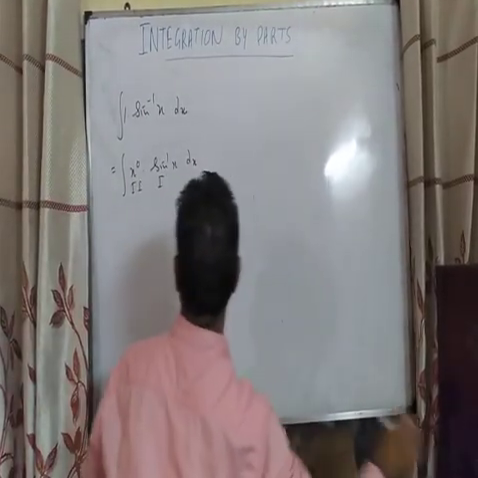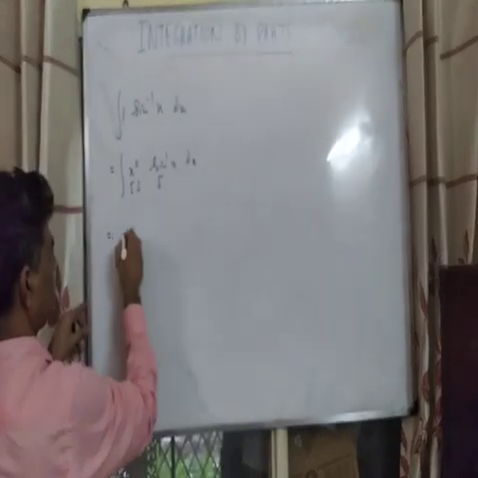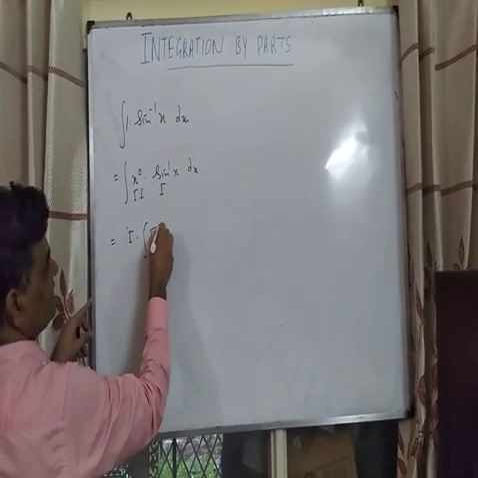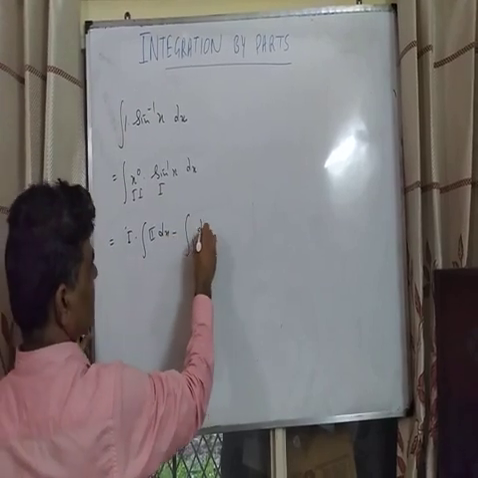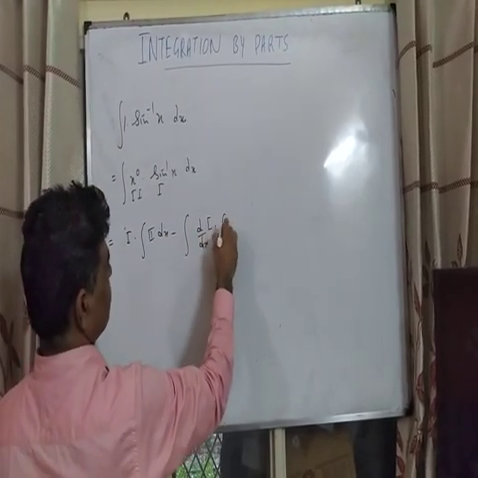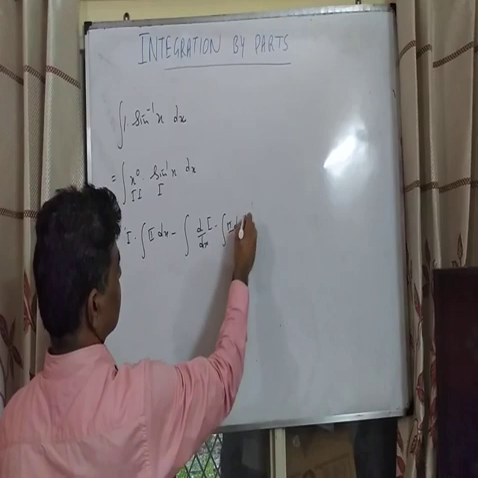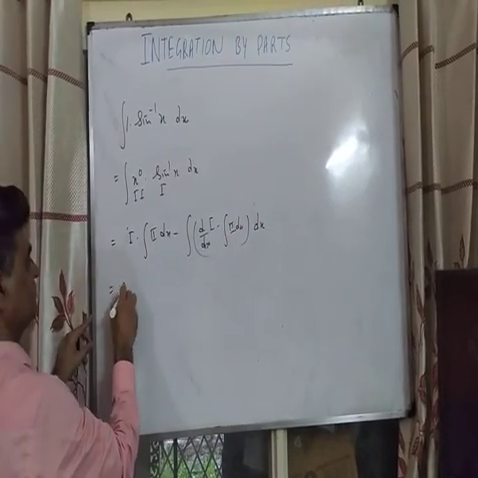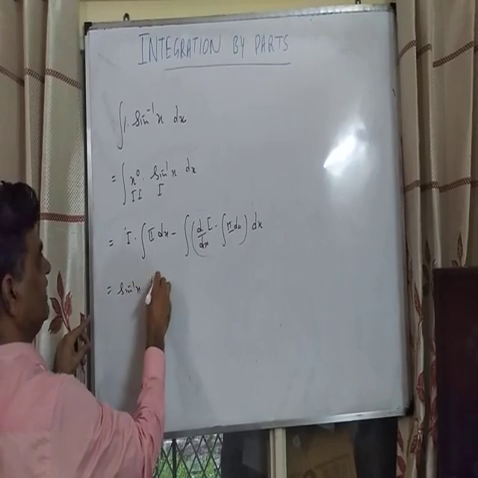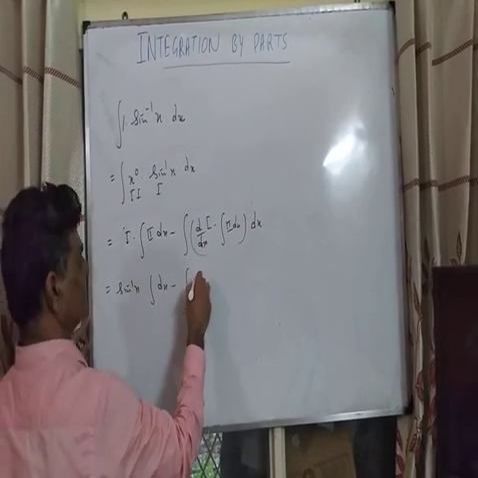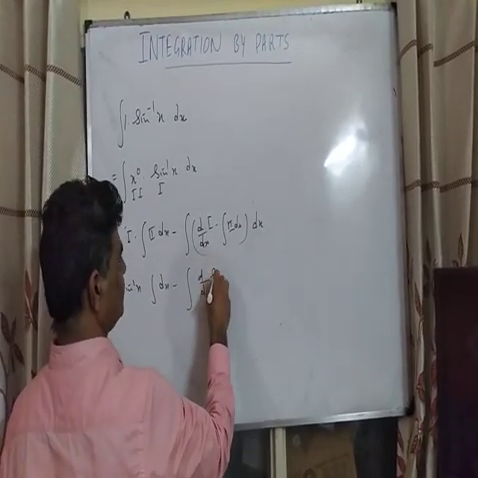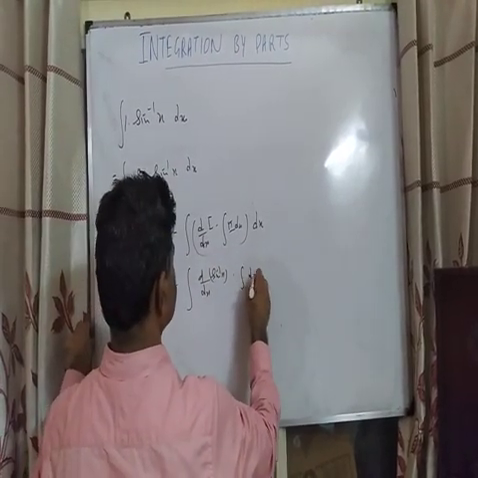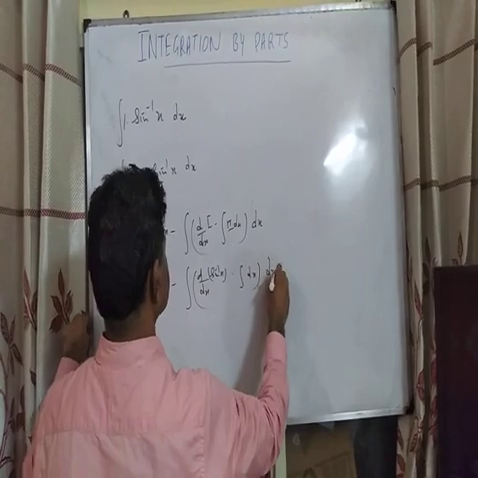So we are putting as a formula: first function, integration of second function, minus differentiation of first function and integration of second function, and then integration. So first function is only sine inverse x, and this is dx, minus differentiation of sine inverse x into integration of 1 dx, and whole of this.